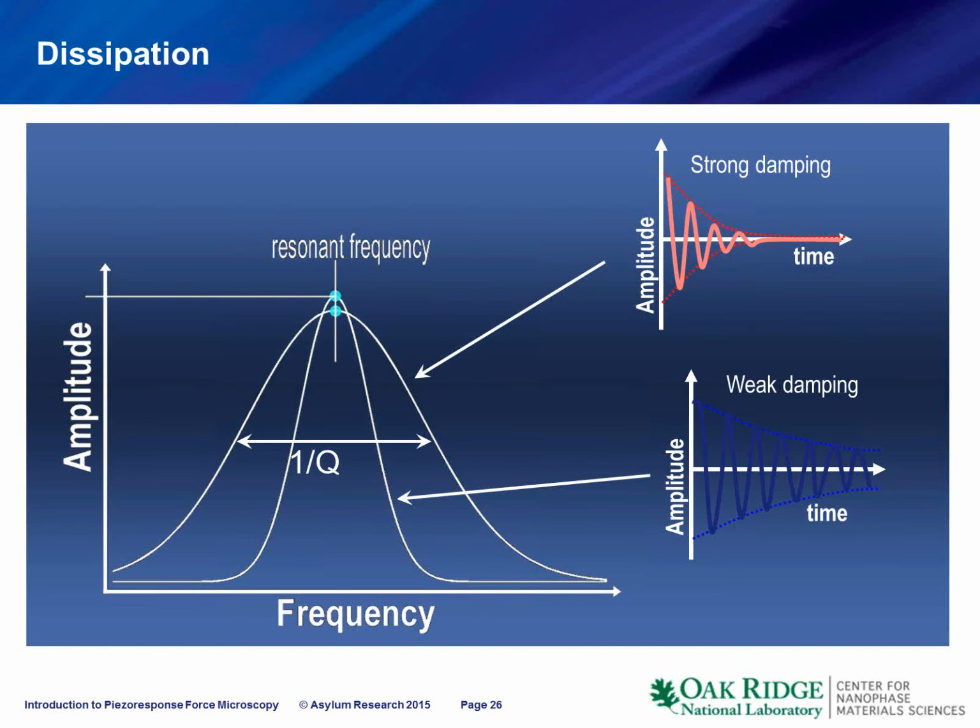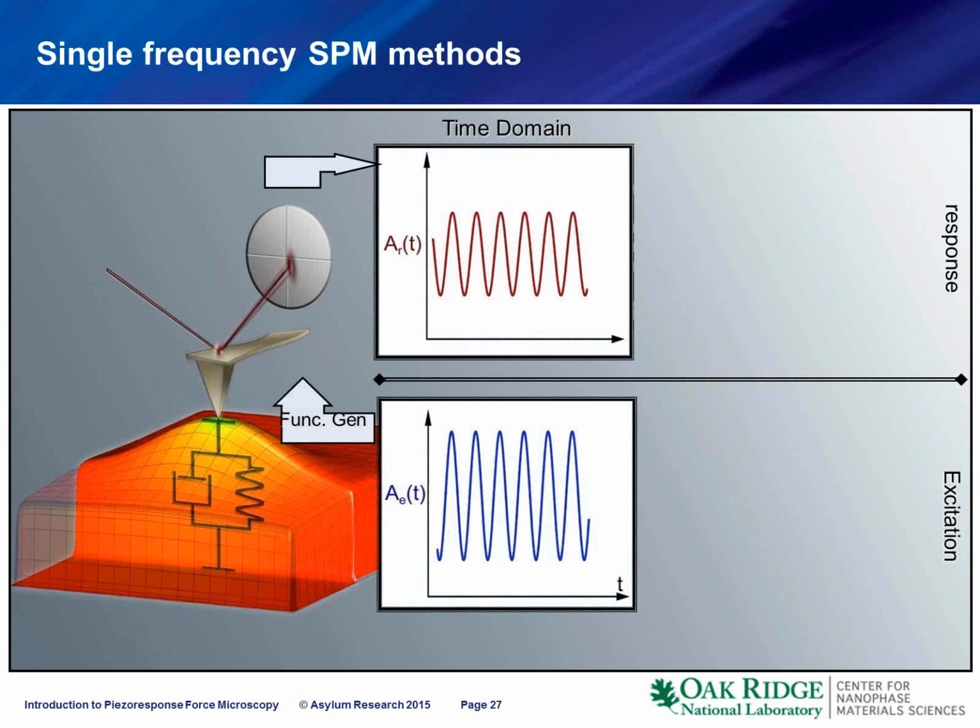Which basically means that classical single frequency methods are undefined physically. They measure only two parameters, whereas the system is defined by three. So how can we understand that?